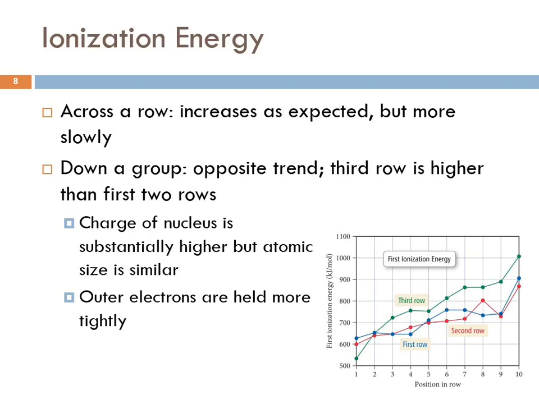What happens with the transition metals is we see an opposite trend. The third row actually has a higher first ionization energy than the first 2 rows. And we see that the first 2 rows are roughly equal, and then the third row's higher. Why? Well, they're not really much bigger. The charge of the nucleus is larger. Atomic size is similar. Do you remember Coulomb's law?